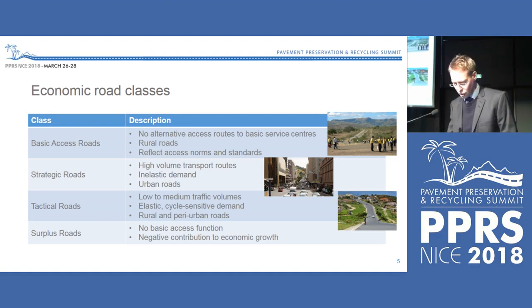The next class is strategic roads, which are high-volume transport routes. They have inelastic user demand, which means that your traffic volumes do not move in line with the business cycle. They stay consistent. And then they also include urban roads. Then tactical roads, which are low to medium traffic volume roads. These roads, in distinction to the strategic roads, have elastic traffic volumes, meaning that as the business cycle moves, traffic volumes also fluctuate. So these roads can be prone to moving traffic volumes and moving economic contributions. And then these roads are rural and peri-urban roads. And then the last set of roads is surplus roads, which have no basic access function and in fact make a negative contribution to economic growth. So that's an overview of the classes.